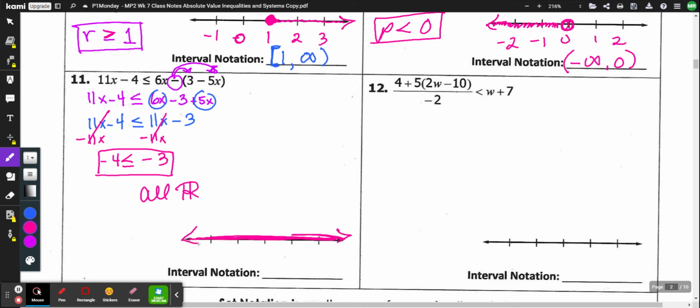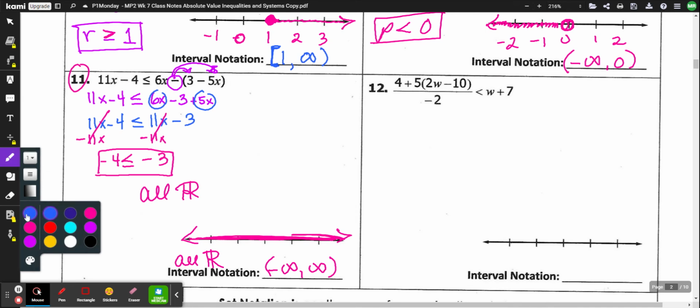Okay, and there are two ways that we can write this, as a set or in interval notation. We can write negative infinity to positive infinity, or we can also write all real numbers. Number 11 is kind of a special case that we're going to see. Okay, last one, guys, and then we're done for the day. This one's a little complicated. We have a fraction, but we also have decimals.